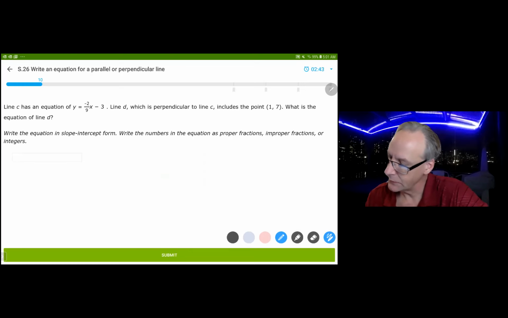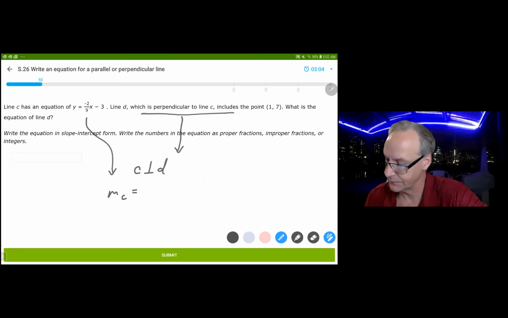All right, we want D, which is perpendicular to line C. Now, this is telling us something about the slope. If you have perpendicular slopes, which it says C is perpendicular to line D, and if the slope of C is equal to -2/9, that's what that tells you, then the slope of D has to be the negative reciprocal, which is 9/2.